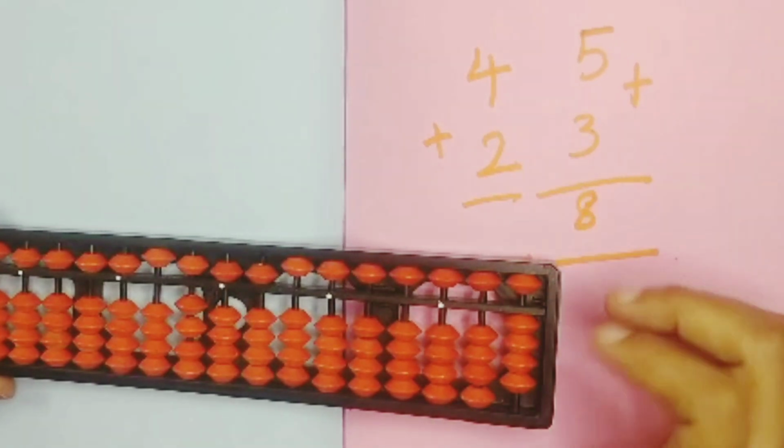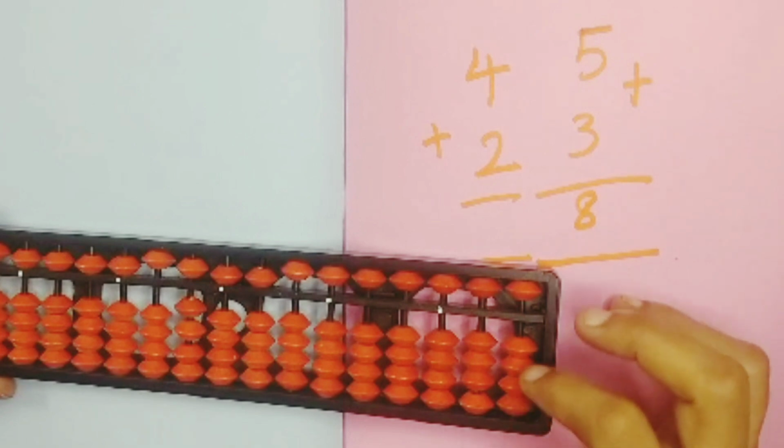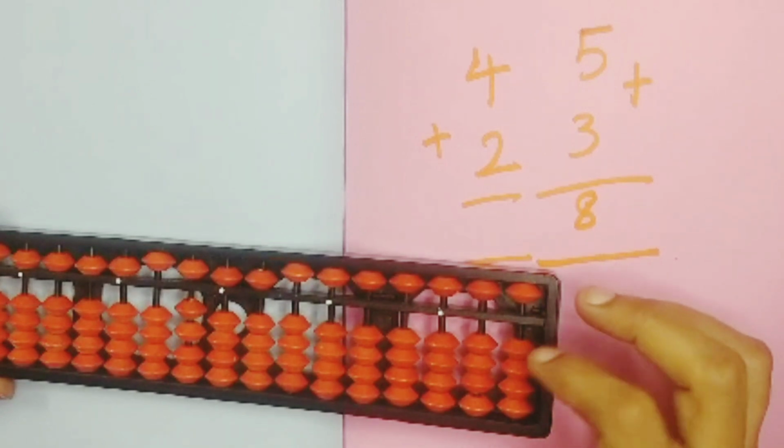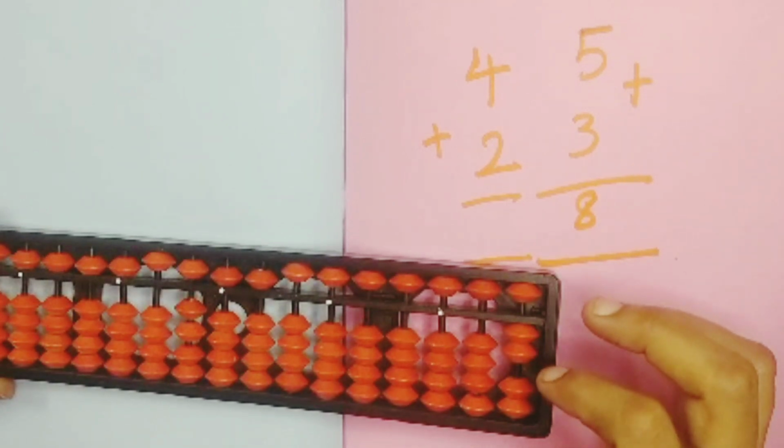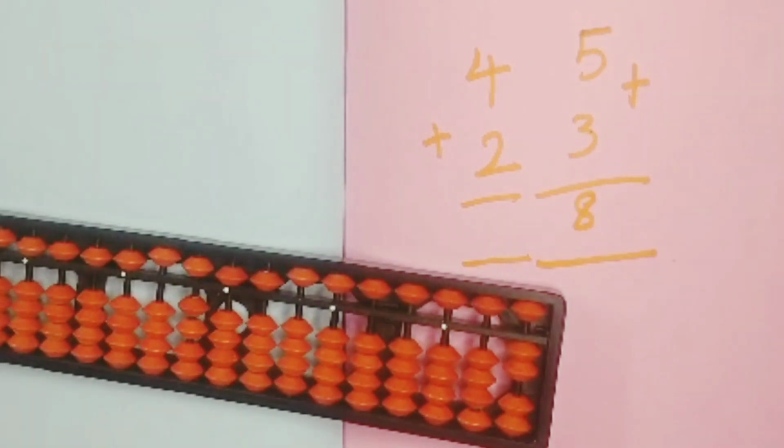Now 4 plus 2. How will you calculate? This is 4. 1, 2, 3, 4. 4 after 2. 1, 2. This is 6. Answer is 6.